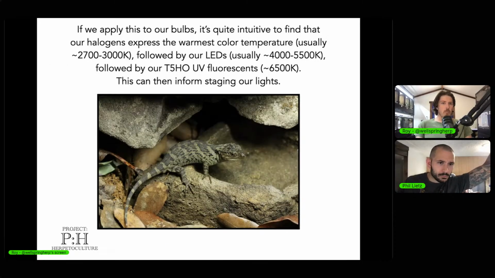And if we apply this to our bulbs, it's pretty intuitive to find that our halogens express the warmest color temperature. You know, they've got that nice orange, warm glow to them. They're usually around 2,700 to 3,000 Kelvin, followed by our LEDs. LEDs have a really wide range of color temperatures depending on what you're getting, but usually in the application for the vivarium or plant growth, they're usually going to be between 4 to 6,000 Kelvin. And then our T5 high output UV fluorescent bulbs are going to be usually around 6,500 Kelvin. And so knowing this, that can inform how we stage our lights as they turn on.